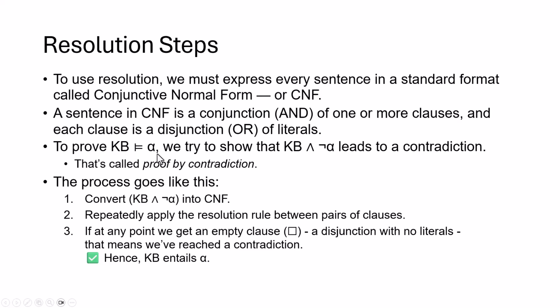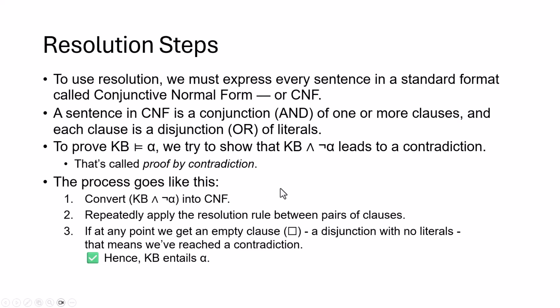Then, to prove KB entails alpha, we try to show that KB and not alpha leads to a contradiction. That's called proof by contradiction. So we want to prove alpha. We are trying to show whether not alpha can be ANDed with the knowledge base or not. And finally, we'll find that there is an empty clause. If we find an empty clause, then we will know that not alpha is false. So that means alpha will be true. That means KB entails alpha.